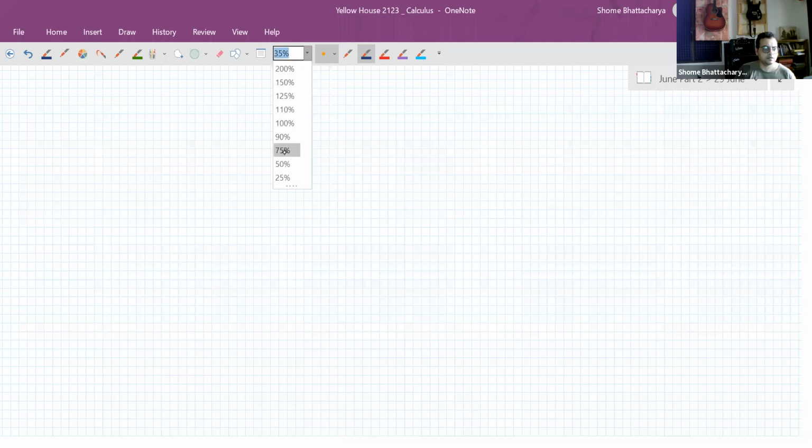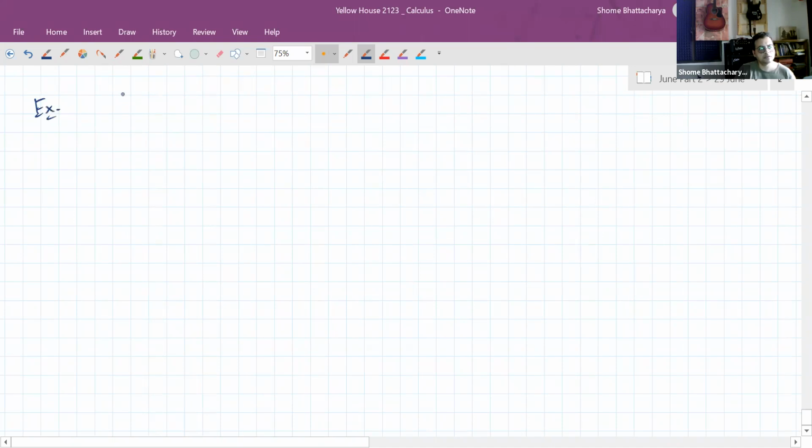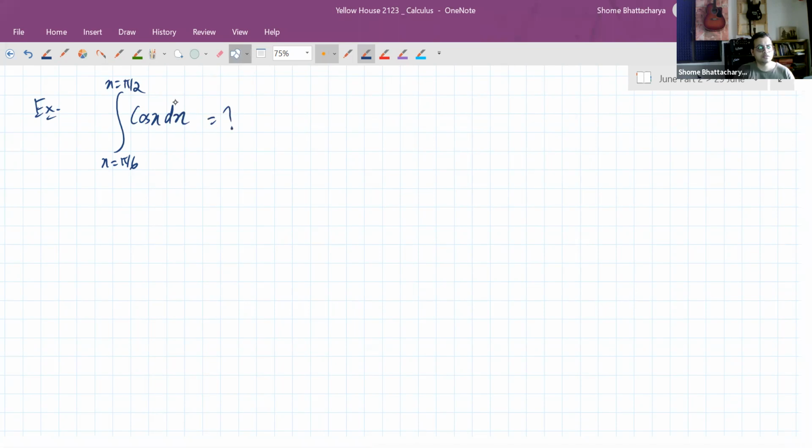Let's just do one more example first. So now, for example, let's calculate this thing: integration of cos x from x equal to, let us say, pi by 6 to x equal to pi by 2. So let's work out how much this is. While you're working this out, I'll just show you what this means on the graph.